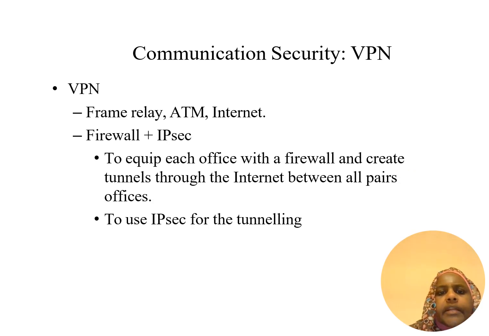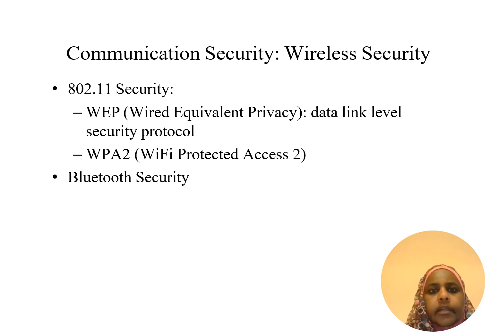VPNs in the past were implemented in frame relay and ATM over the internet. Nowadays, they are implemented using firewalls and IPsec to encapsulate the data. As we have stated before, wireless networks are completely different than wired networks. That's why wireless security is discussed separately in this lecture. We will discuss two topics: 802.11 security, Wired Equivalent Privacy and Wi-Fi Protected Access 2, and Bluetooth security.